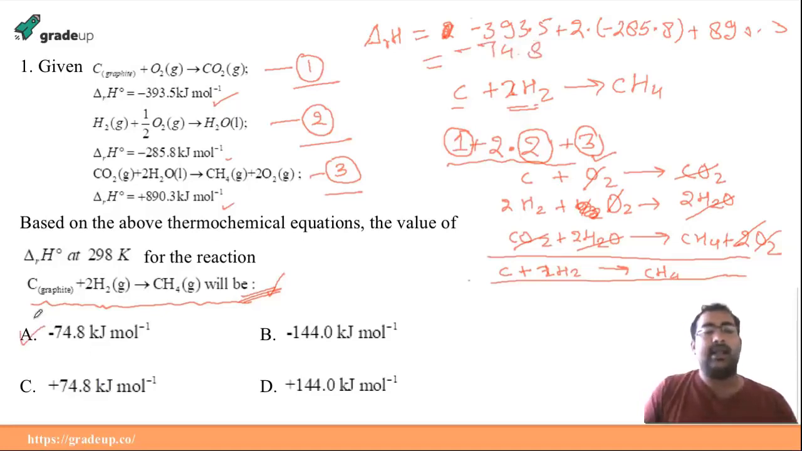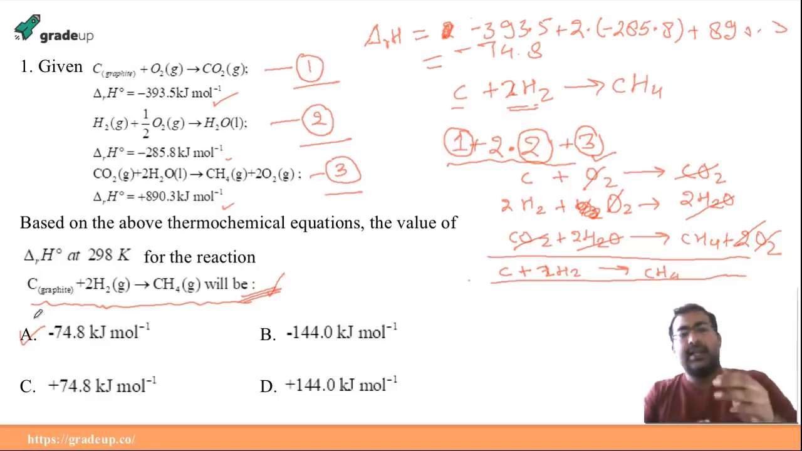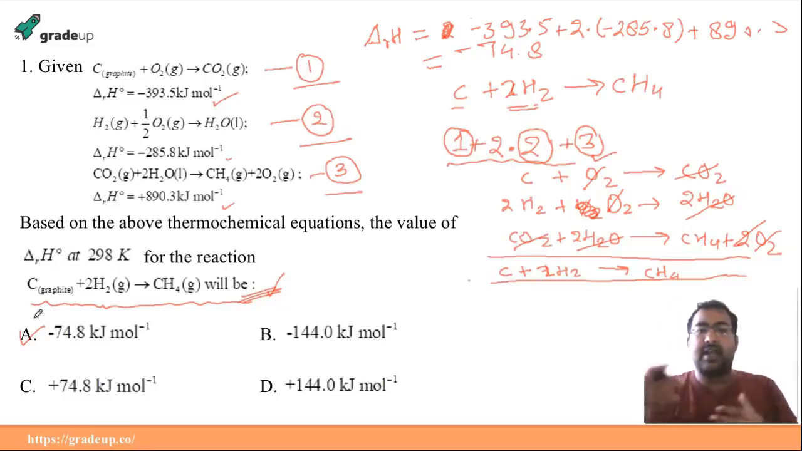So the A part here is correct. You just need to rearrange these three equations, add them up, and get to the equation which has been asked. You take the compounds and cancel out the compounds which are not required in the final reaction. Then you add the heats of reactions according to the ratio in which you have added these reactions, and you'll be up with the answer.